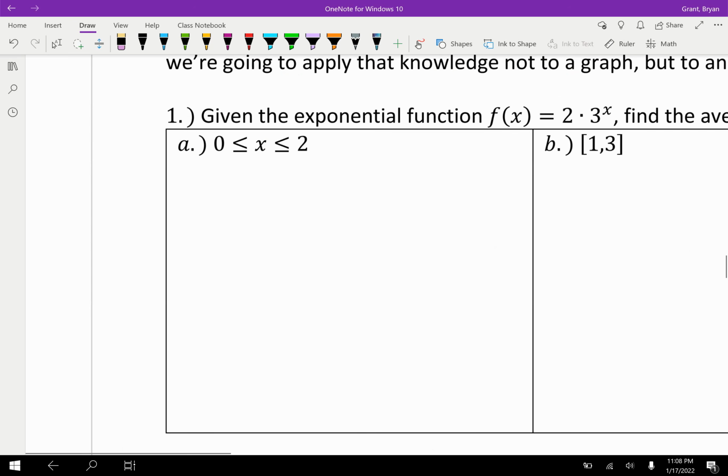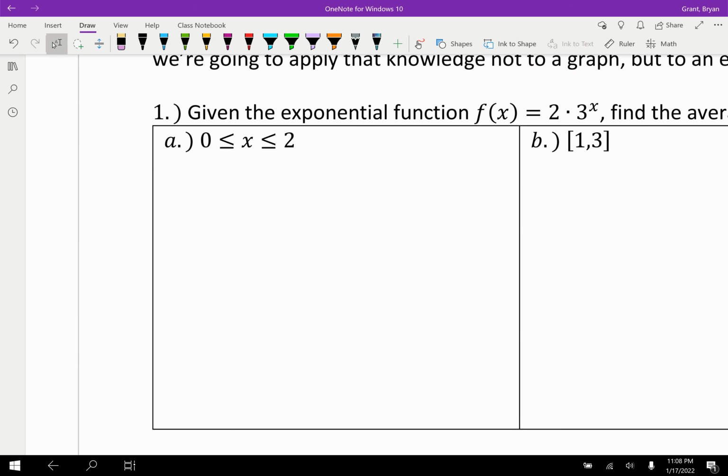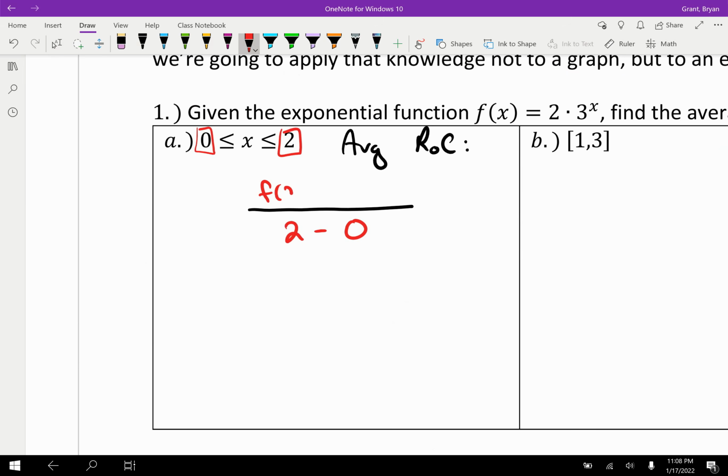Average rate of change from 0 to 2. Well, these are both x values, so when we find that average rate of change, we're going to set up our slope formula. And I'm going to do that fraction line. In the denominator, we have the x's. I always like to put the larger one first, so 2 minus 0. In the numerator, I'm going to say f of 2 minus f of 0.